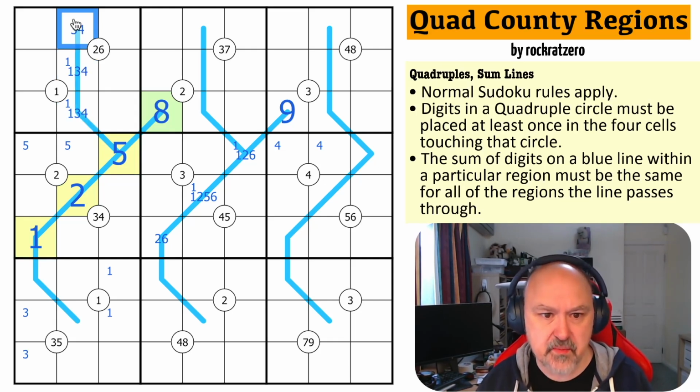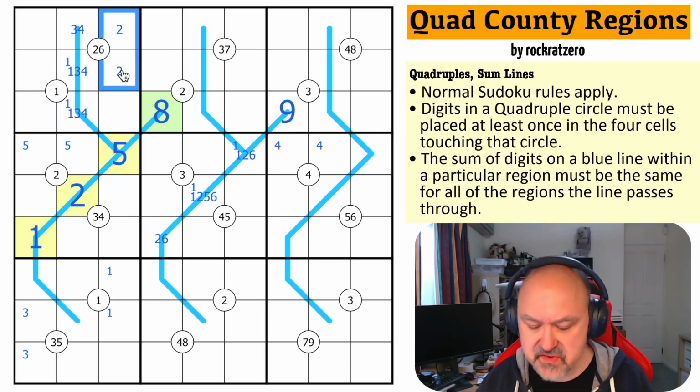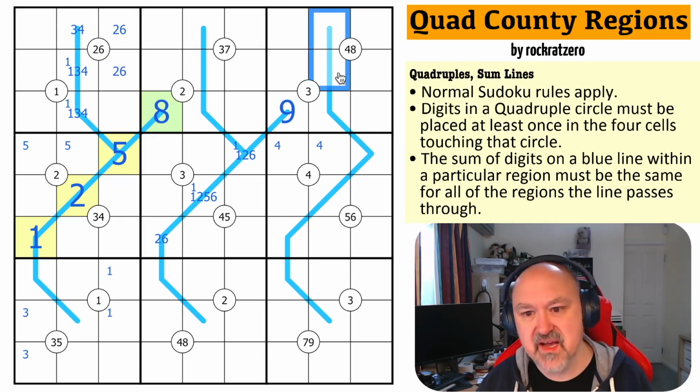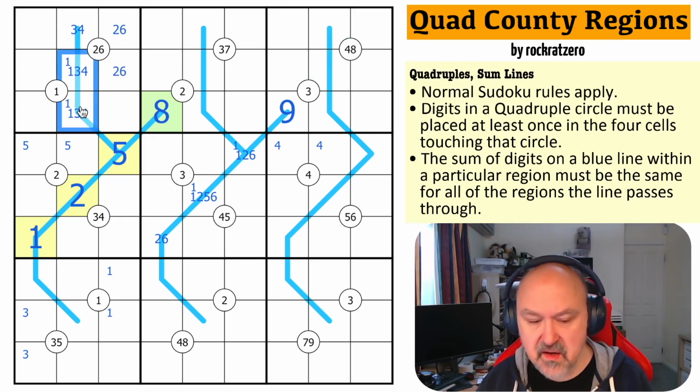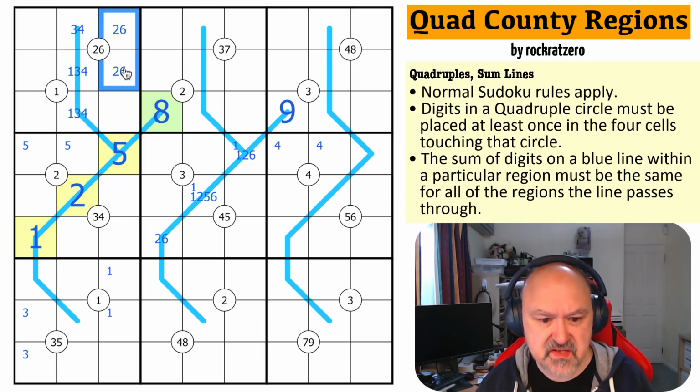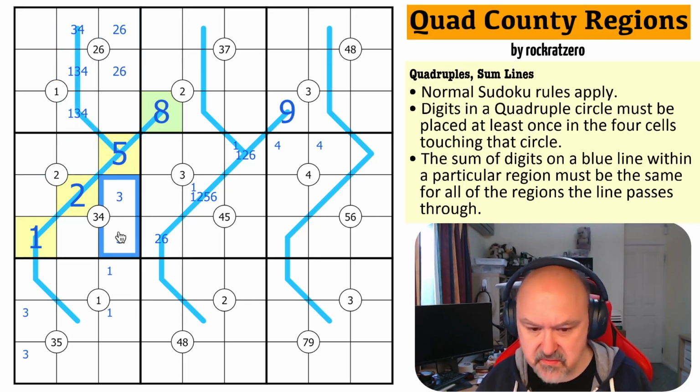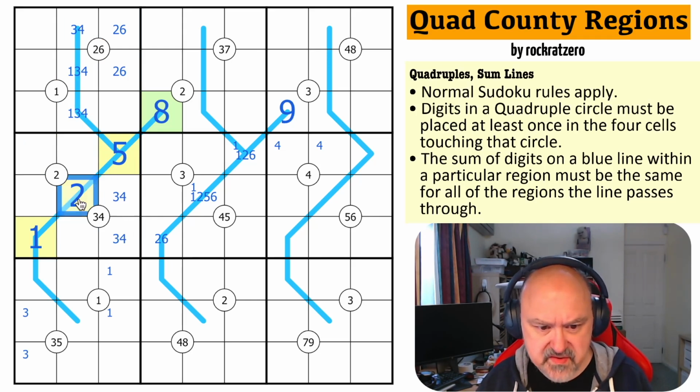There's no 1 here because of this. This is now 2, 6. That's what it was. The 8 up here. That was everything. So this is 1, 3, 4. This is 2, 6. This was the 5. 3, 4 means this is 3, 4 because of the quadruple.